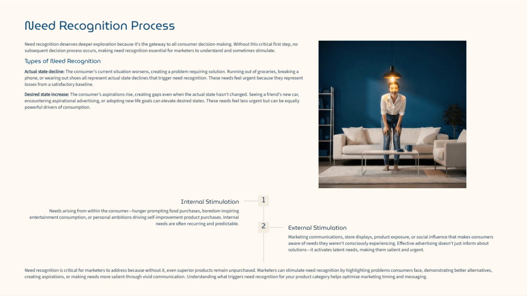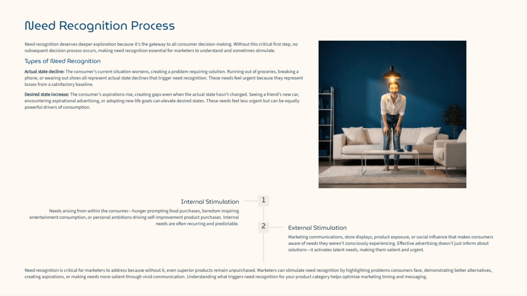Understanding what triggers need recognition in your specific product category is key to optimizing both the timing and the messaging of your marketing efforts. External stimuli like advertising, store displays, product exposure, or social influence can make consumers aware of needs they weren't consciously experiencing before.